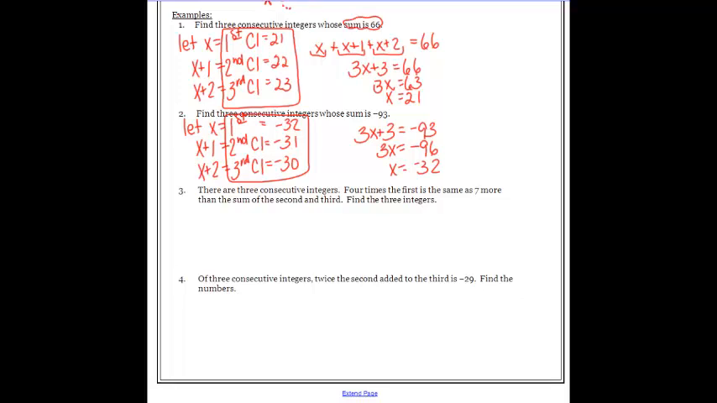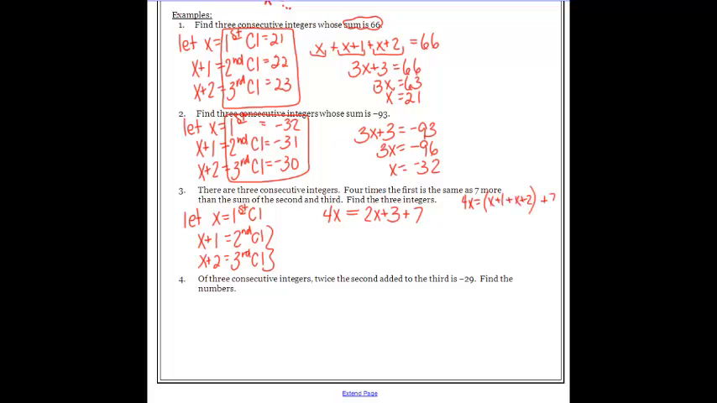They're going to start getting a little bit more complicated, but you have to pay attention to the words. Again, I have 3 consecutive integers, so I'm going to let x equal my first consecutive integer, etc. Now, 4 times the first is the same as 7 more than the sum of the second and the third. Well, the sum of the second and the third, I can just do that mentally. That's 2x plus 3, and it's 7 more than that. You can write it out if you'd like. It would look like 4x equals x plus 1 plus x plus 2, and then plus 7. Either way is acceptable. So then I'm going to get 2x equals 10 by simplifying, and x equals 5.